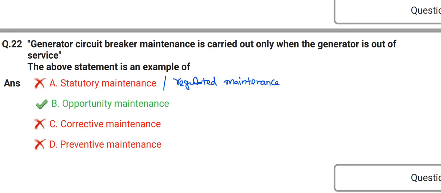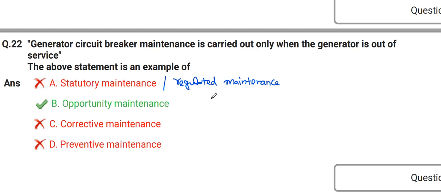You can read these points one by one. The first option is statutory maintenance. Okay, so statutory maintenance is also called regulated maintenance. Now next is opportunistic maintenance. It is a maintenance of an item that is deferred or advanced in time when an unplanned opportunity becomes available. Corrective maintenance. What is corrective maintenance?